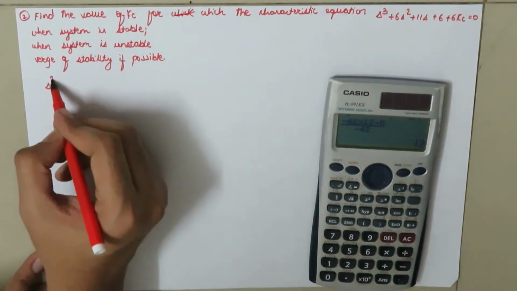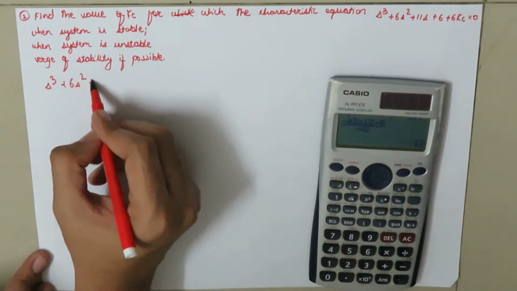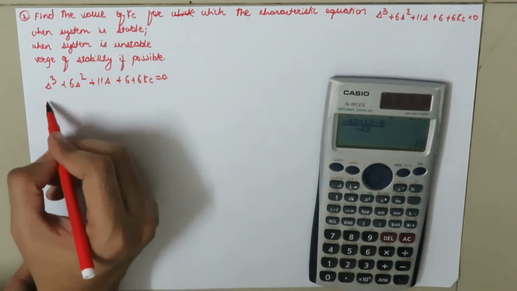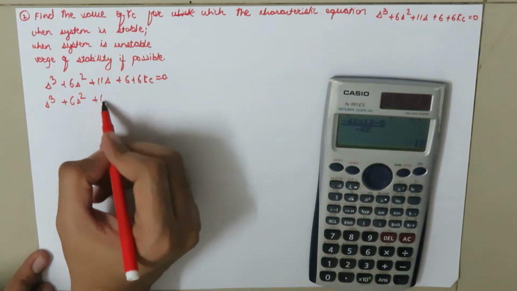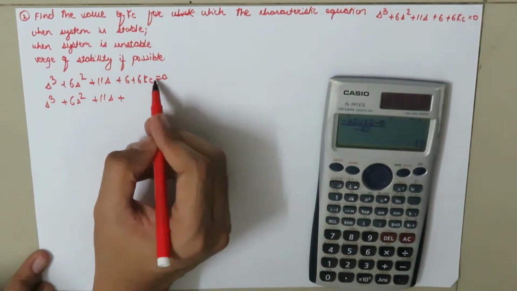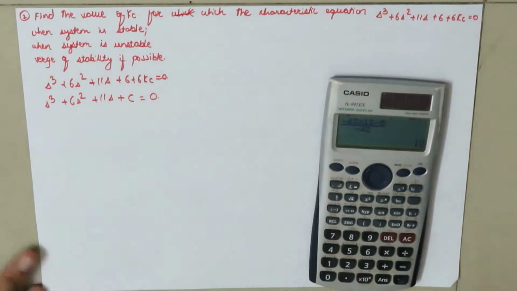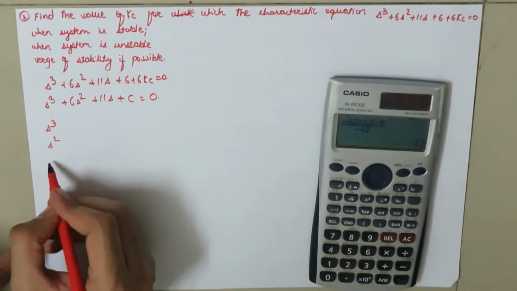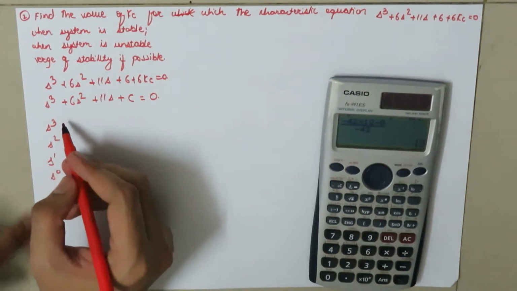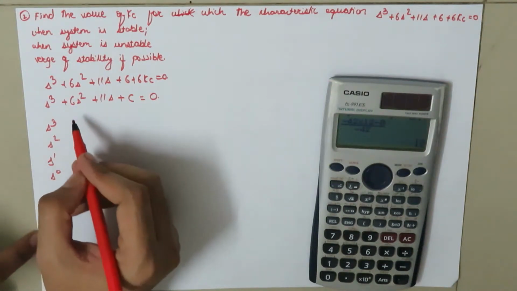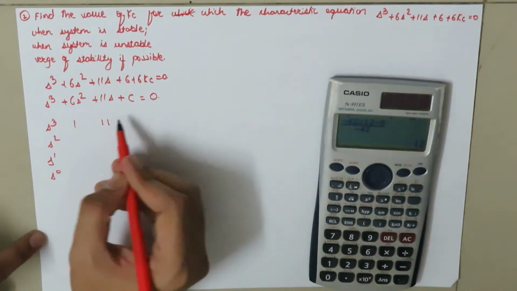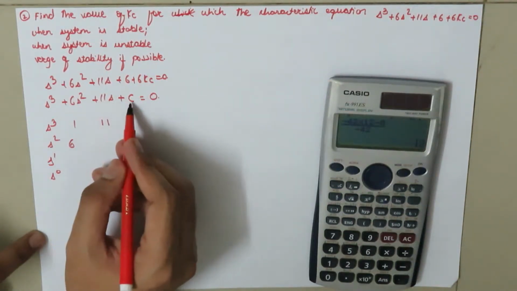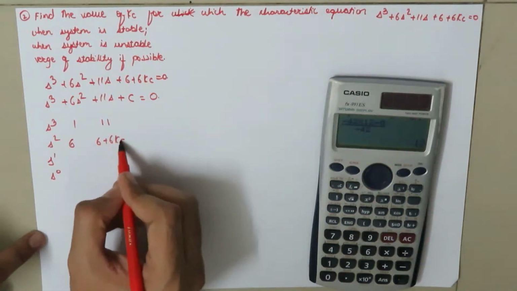So our characteristic equation is s cube plus 6s square plus 11s plus 6 plus 6Kc. Now we can write this equation as s cube plus 6s square plus 11s plus this whole term as some constant c, suppose, equals 0. Now we are going to construct our Routh array. So s cube, s square, s to the power 1 and s to the power 0. The coefficient of s cube is 1. We are going to neglect this term, we'll take 11, and we are going to neglect this c. For s square, 6, we neglect 11, and c is 6 plus 6Kc.